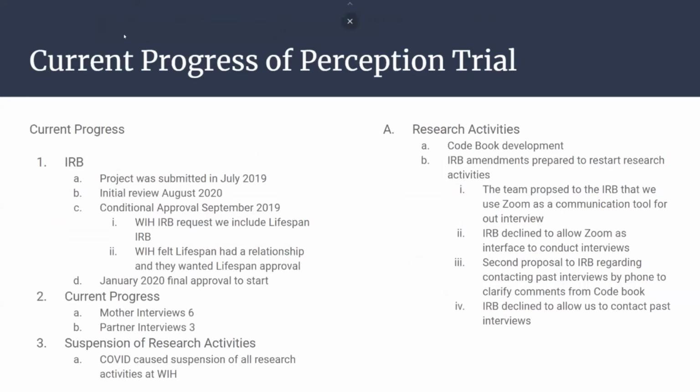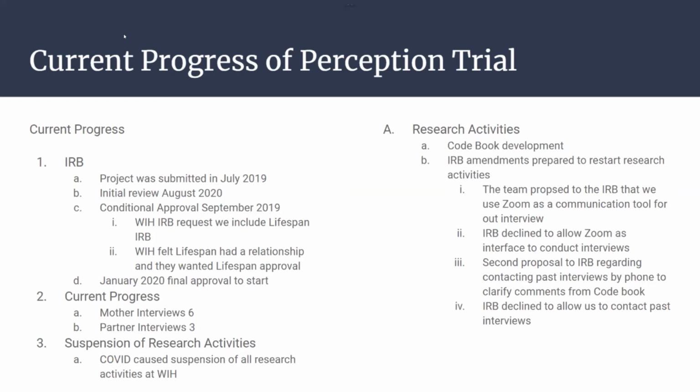So for this project, starting just with our progress, starting with the IRB, we submitted in July 2019. We had our initial review in August 2019, not 2020. And then we received our conditional approval in September of 2019. Part of that conditional approval required us to go to Lifespan because of the partnership with Dr. Ramsey and her team. And the Women and Infants IRB felt that Lifespan was going to have a relationship with the study, and they wanted their approval. So we ultimately didn't get our final approval until January of 2020.